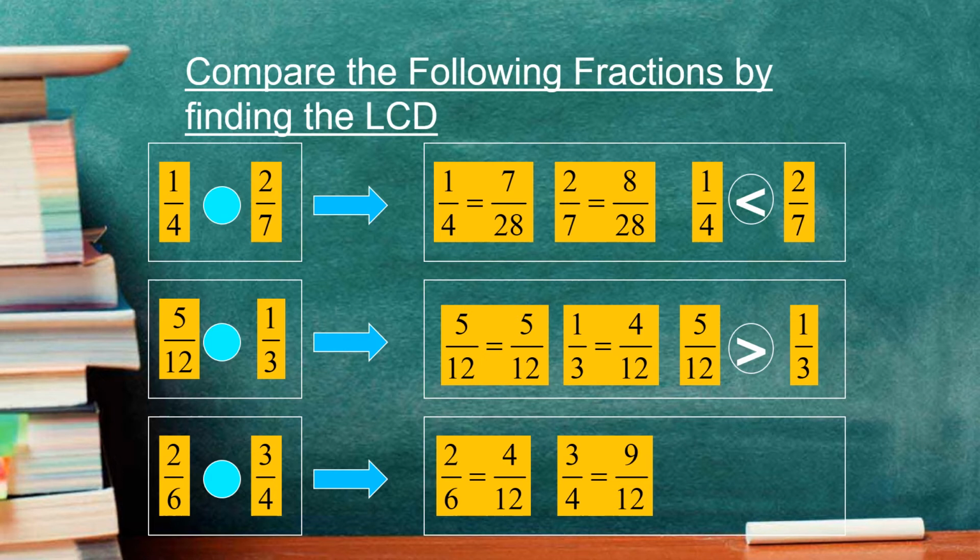Now we can easily say which is greater than or less than, the smaller one and the bigger number. So 2 over 6 is blank to 3 over 4. The answer is, yes, we have less than. So 2 over 6 is less than 3 over 4. Mas mababa daw si 2 over 6 sa 3 over 4. Got it?